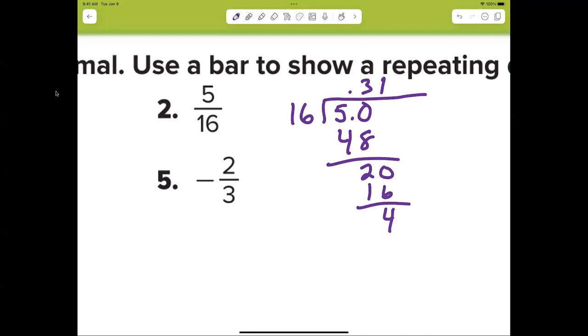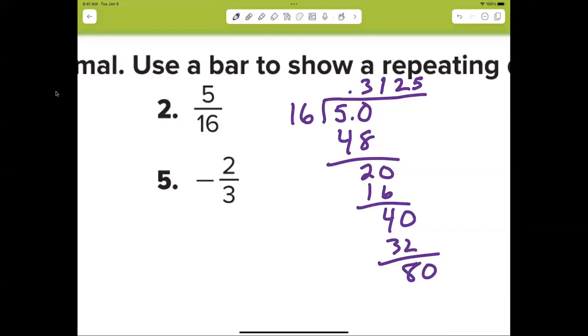Bring down a what? How many times does 16 go into 40? Twice. 16 times 2. 2 times 10. 2 times 6. 20 plus 6, or 20 plus 12. 32. Subtract, what do I get? Bring down a. All right, 16 goes into 80, and we are done. All right, 0.3125. 0.3125.